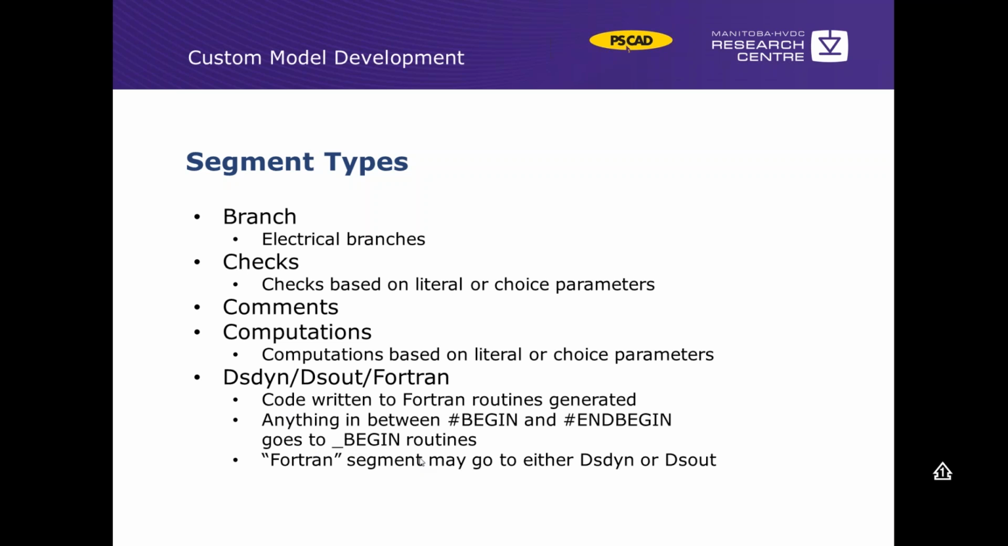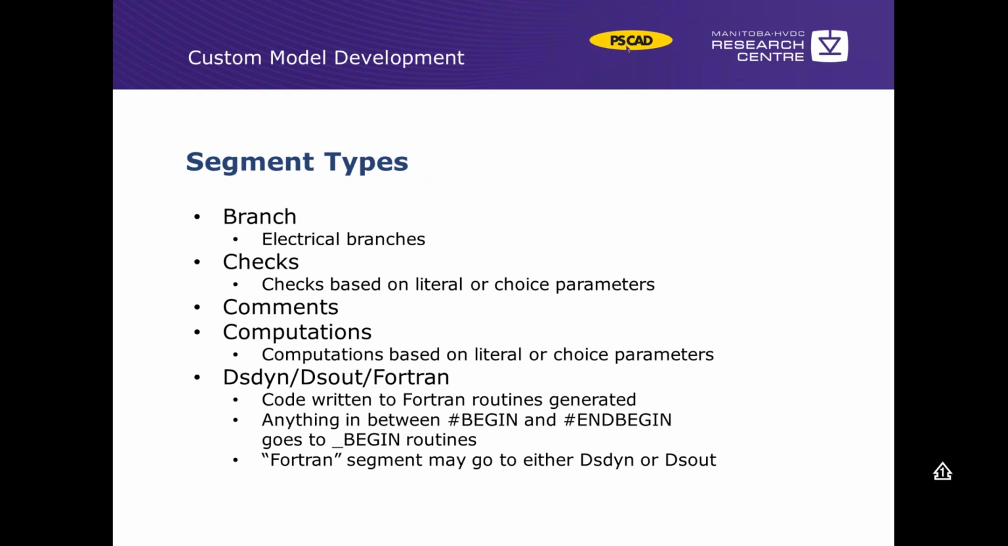So this is the part that is used in building the DS9 begin, DS out begin. So if you write it in DS9, it goes directly to DS9. Same way, if you write it in the DS out section, it goes to DS out. If you write it in Fortran, then depending on where this component is placed and where the input is connected, PSCAD decides whether to put it in the DS9 or DS out.